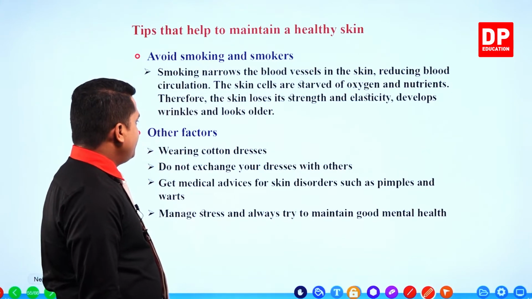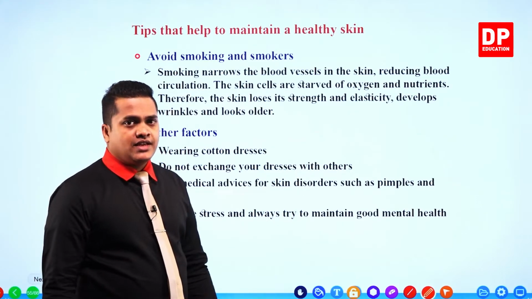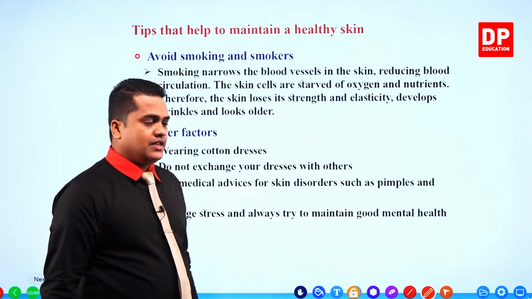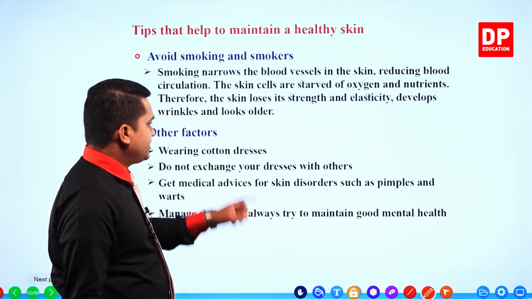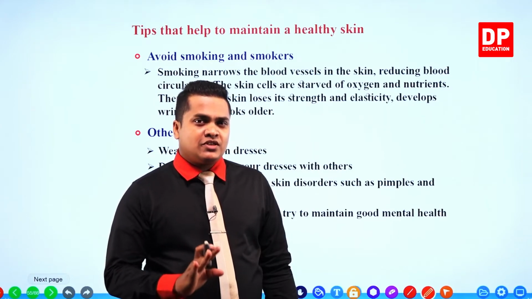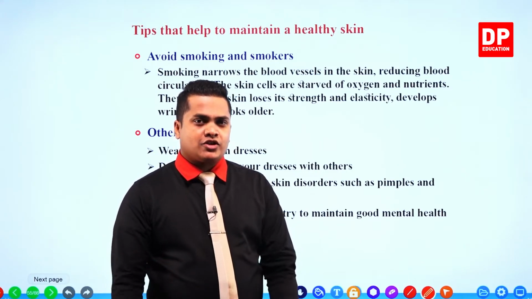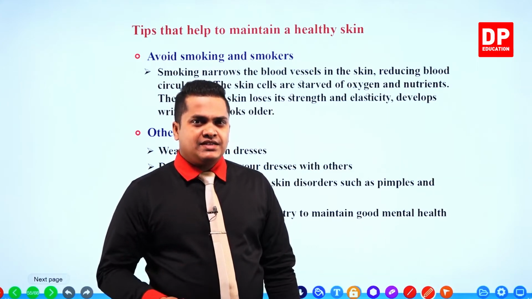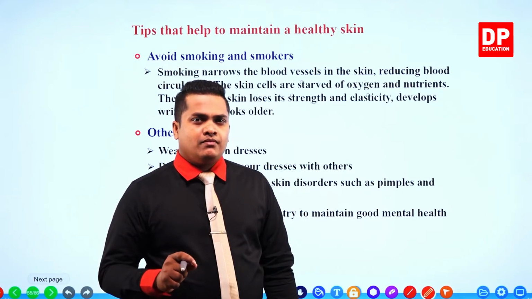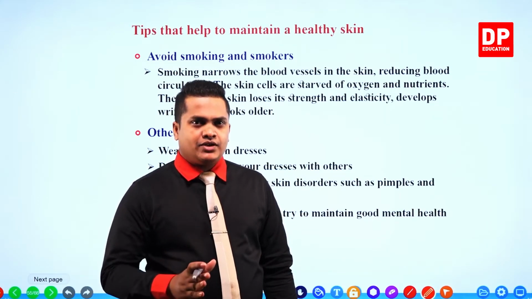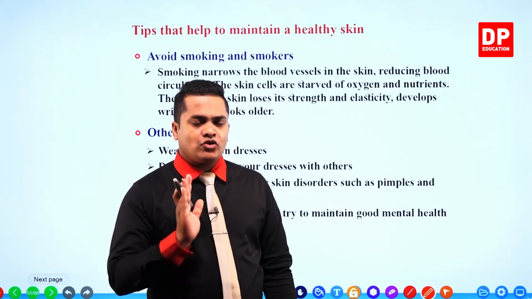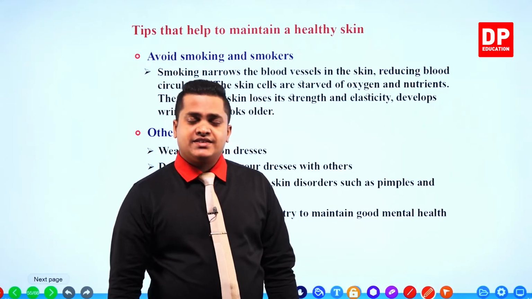Then the next one gives some other facts that we can follow to have healthy skin. First, wearing cotton dresses. Wearing cotton dresses helps us to reduce perspiration, meaning it reduces sweat production. When more and more sweat is produced on your skin, more and more microorganisms, especially bacteria, are going to come. Actually, sweat which is produced from your skin doesn't have a smell at all.